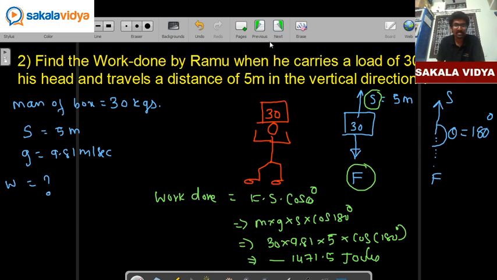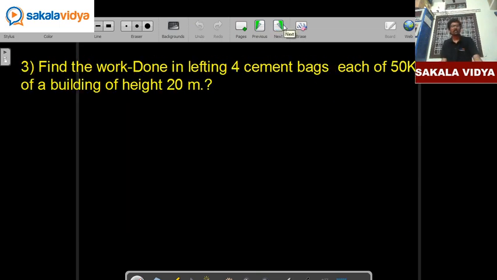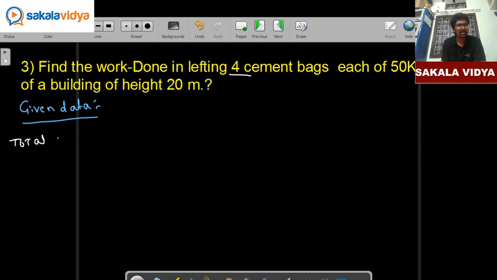Shall we solve the next question? Find the work done in lifting 4 cement bags, each of 50 kgs, to the top of a building whose height is 20 meters. So my dear students, what is given here? Given data. How many cement bags are given? Total number of bags is 4.